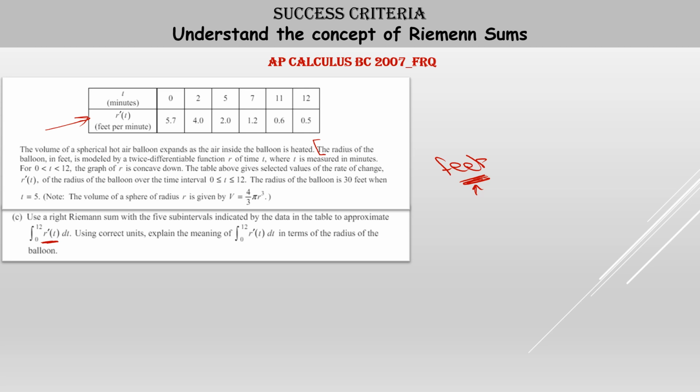So try to find the answer from the question. What are you calculating? The radius of the balloon in feet when the time is given between 0 to 12. So this is what you are finding: the radius of the balloon in feet when the time is given in the interval of 0 to 12. That is what the question says to interpret.